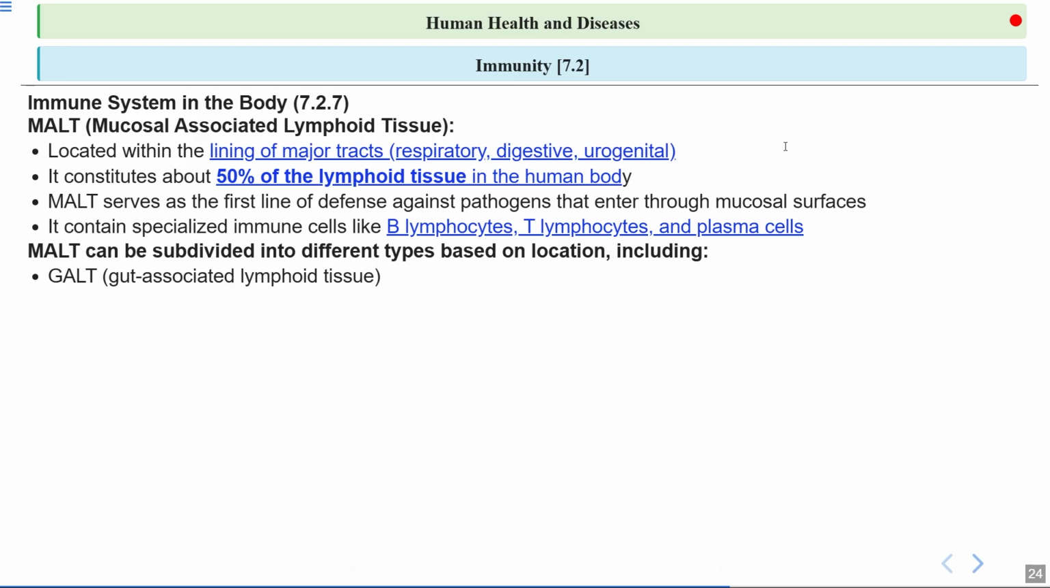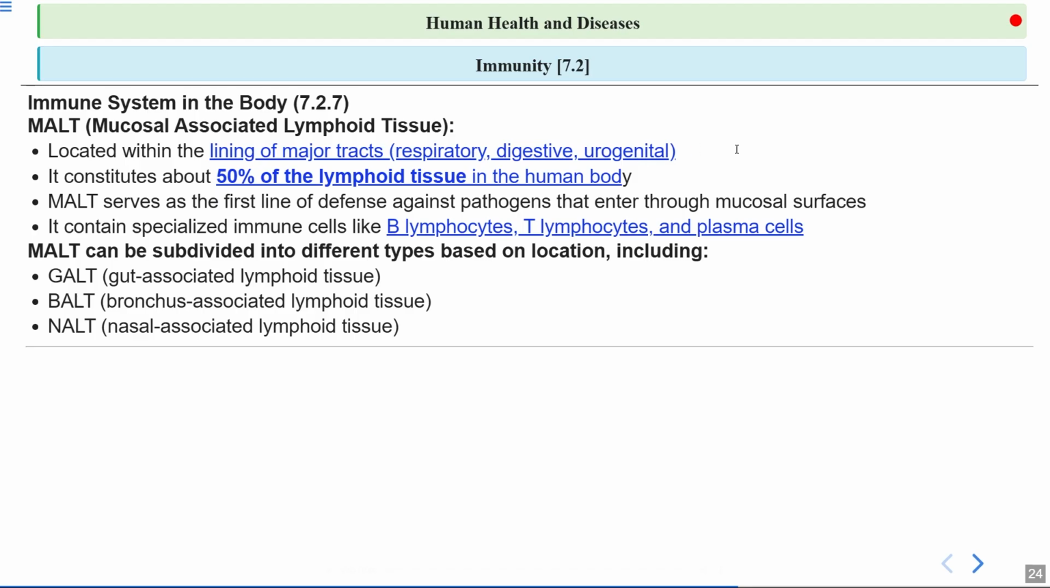One type is GALT, gut associated lymphoid tissue, which is found in the digestive tract. Since our gut is constantly exposed to food and microorganisms, GALT plays a crucial role in protecting us from potential threats we might swallow. Then BALT is bronchus associated lymphoid tissue, which is found in the respiratory tract. This helps protect our lungs and airways from airborne germs. Then you have NALT, which stands for nasal associated lymphoid tissue. It's a type of MALT, mucosa associated lymphoid tissue, located in the nasal passages.